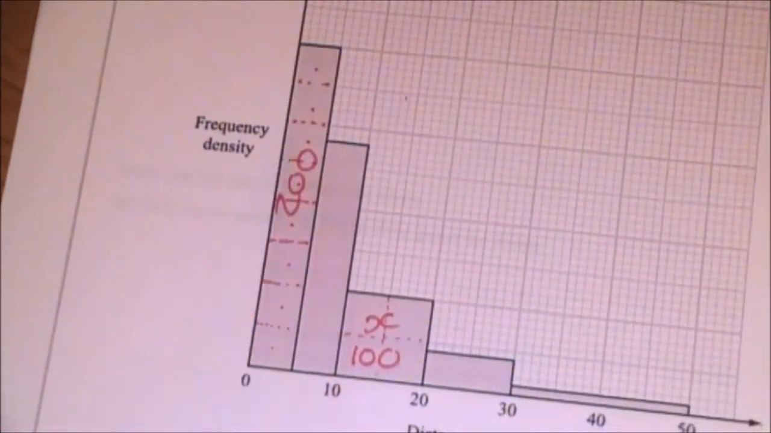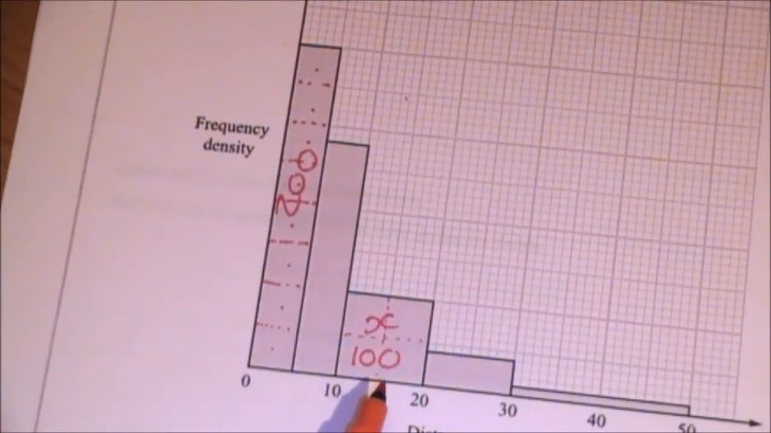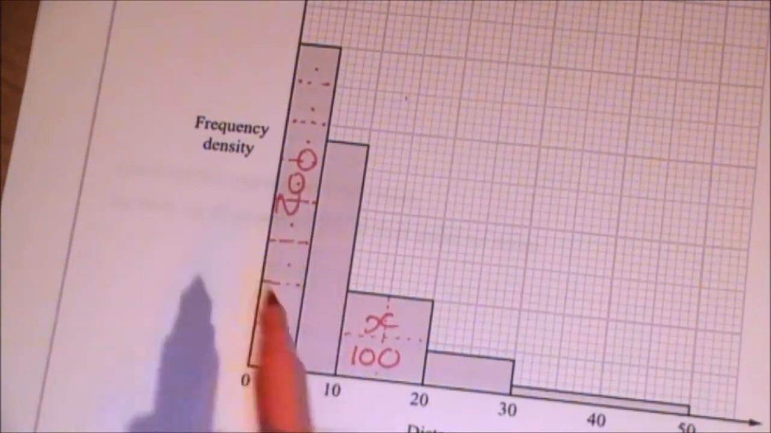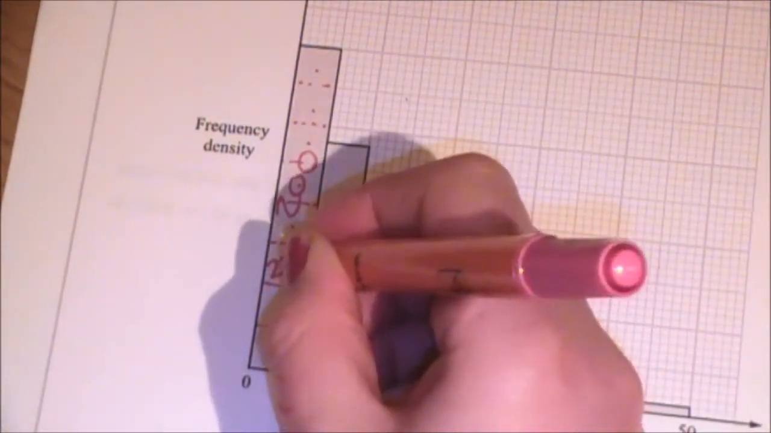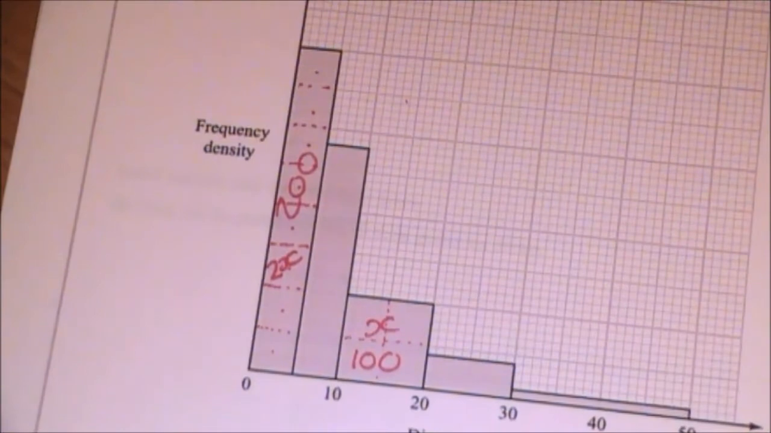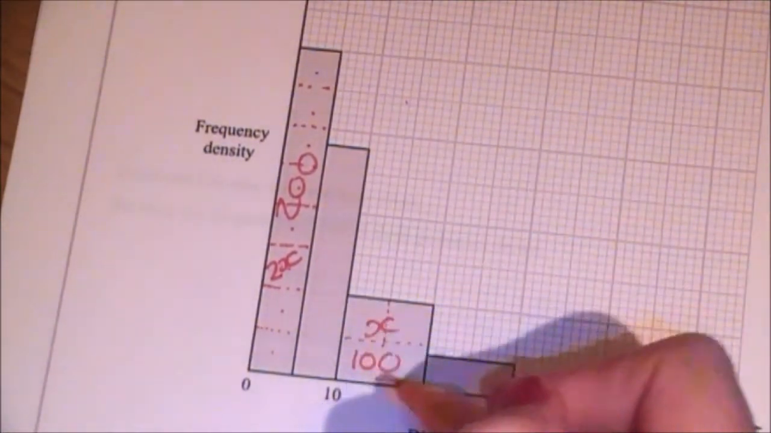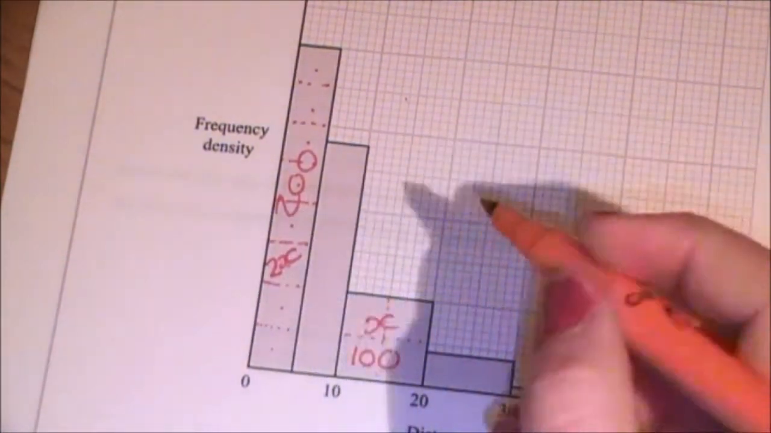So that is worth 200. Now if X is 100, and that's 200, that means that this bar is going to be 2X, because it's 2 times that. Let's look at the next bar.